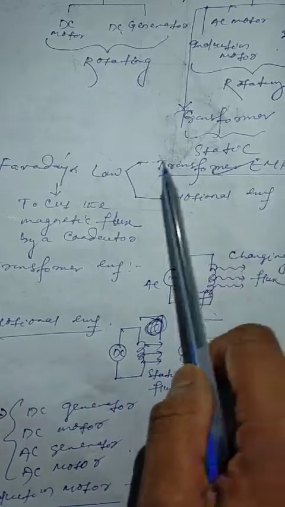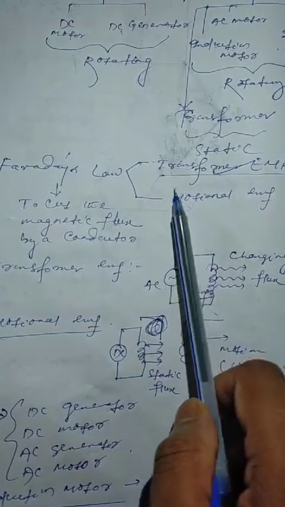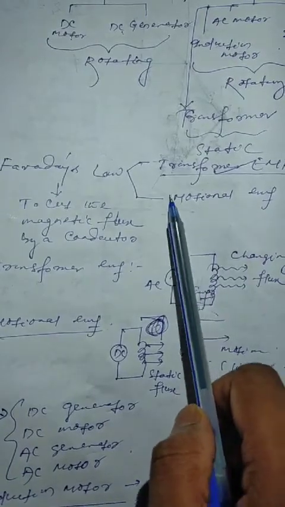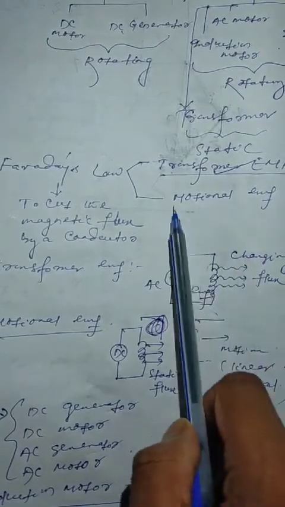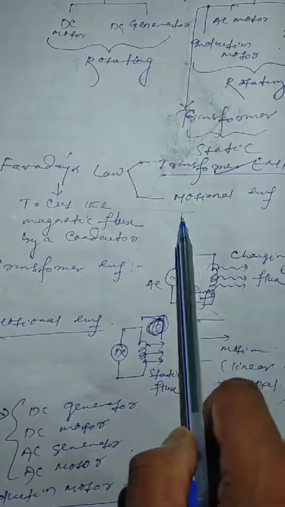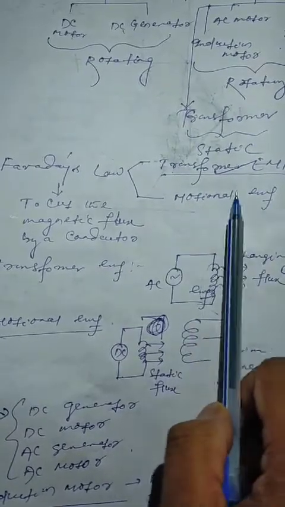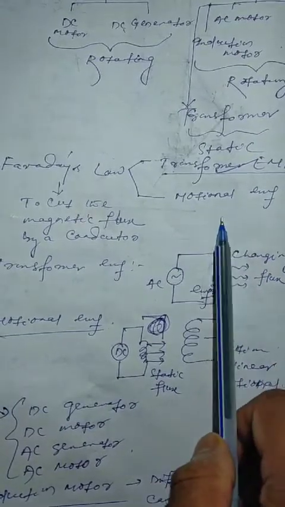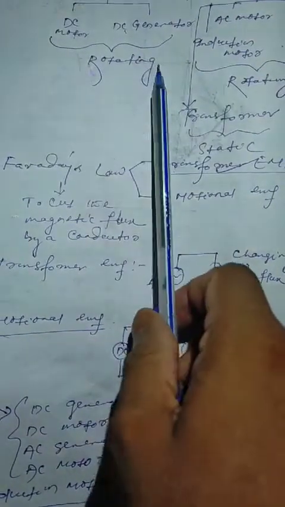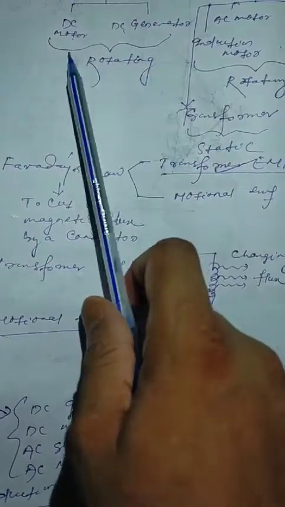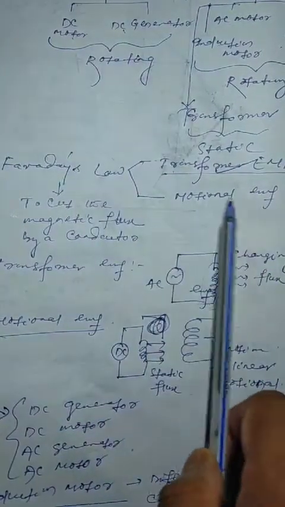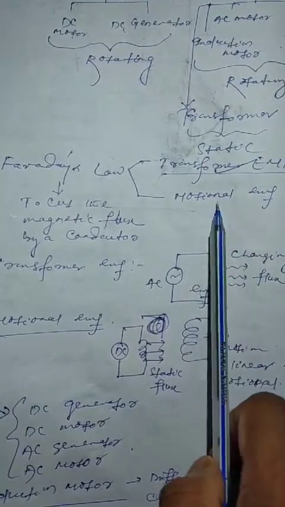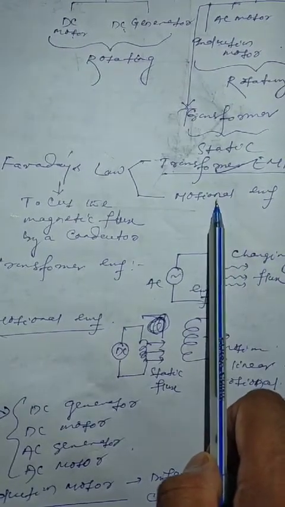The second case is we have to produce a static field. Under a static magnetic field, you have to rotate or move a conductor. While we move a conductor under the influence of a static field, we will have a motional EMF. Your DC generator and DC motor will be working under motional EMF, where we have a static magnetic field and you have to rotate a particular conductor.